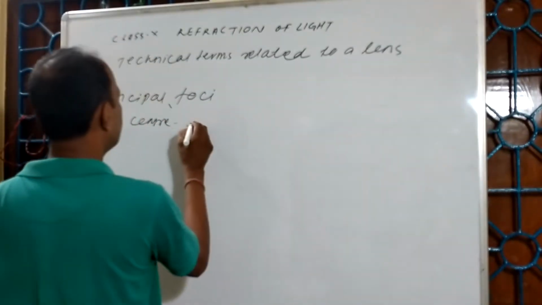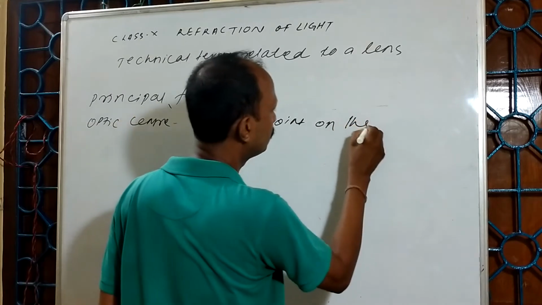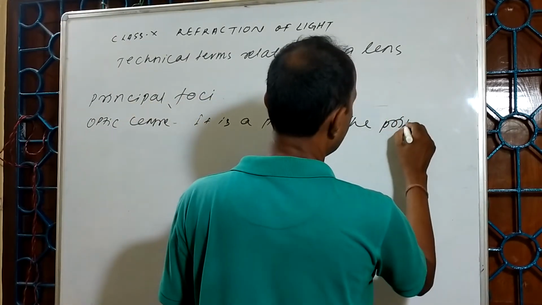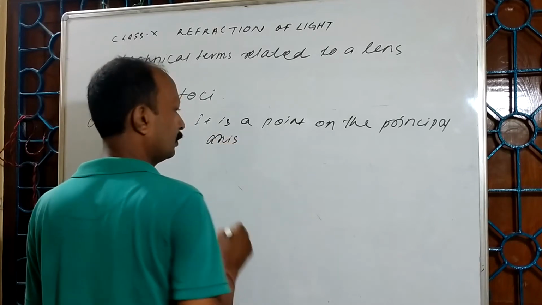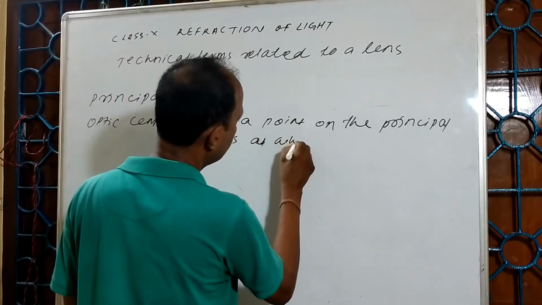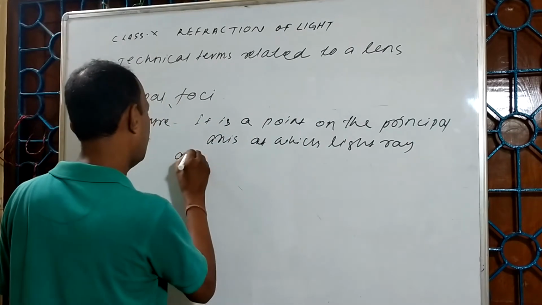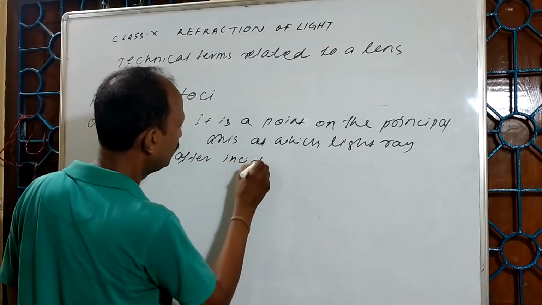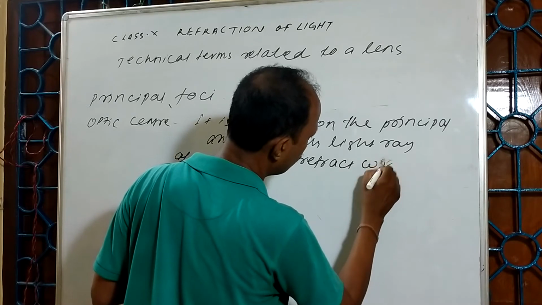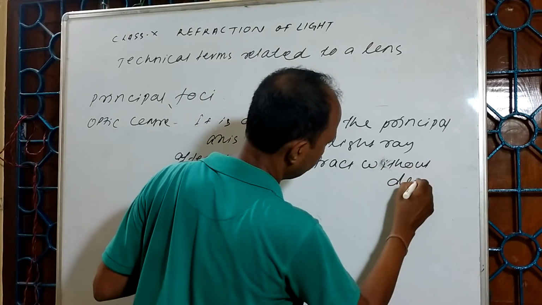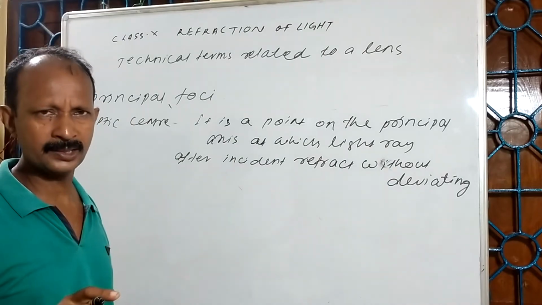Optic center, it is a point on the principal axis at which a light ray, after incident, refracts without deviating, whether it is a concave lens or convex lens.